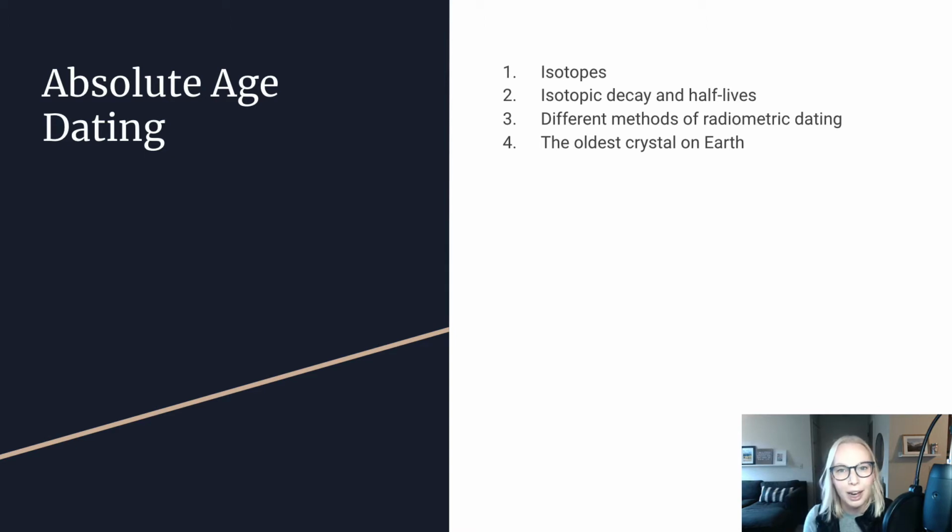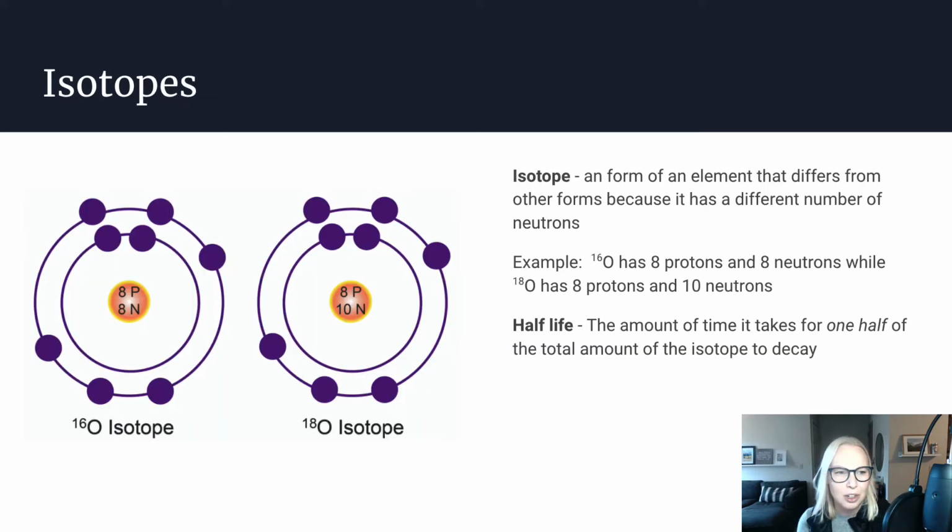I'm going to go over what isotopes are. I'm going to talk about isotopic decay and half-lives and what that means. We'll discuss different methods of radiometric dating, and I'll talk to you a little bit about the oldest crystal that's ever been found on Earth. All right, so let's get started with isotopes.